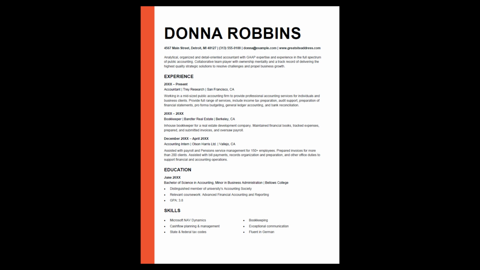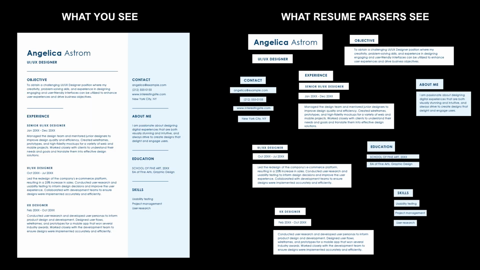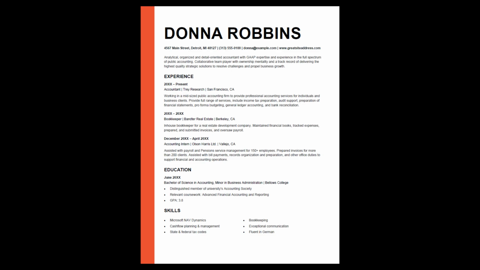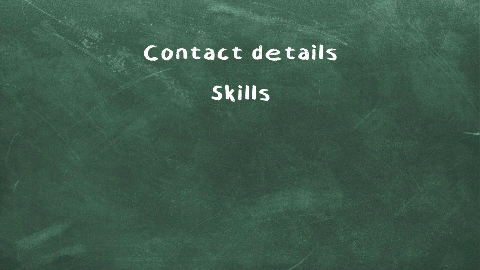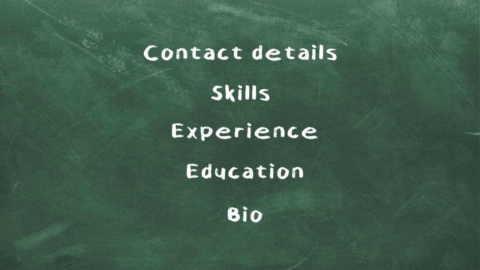To optimize your resume, do the following. Choose a linear layout that goes from top to bottom. This makes it easier for recruiters to read your resume in a short time span. Also, resume parsers only see blocks of text, so other layouts can actually scatter information. Organizing information linearly makes it easy for you to put important information at the start to take advantage of search algorithms. I recommend ordering information like this. Contact details first, then skills, experience, education, and bio. The last one is optional.